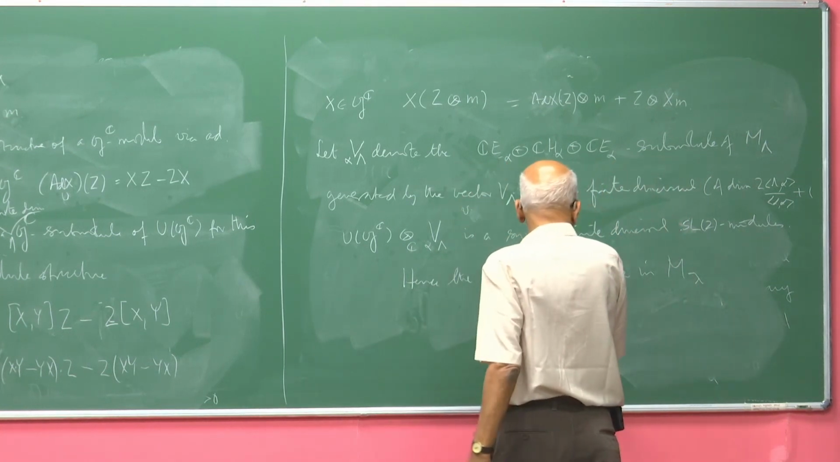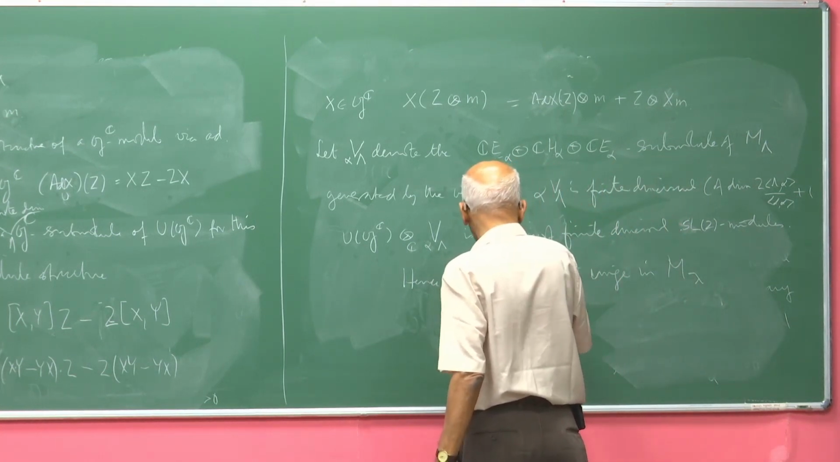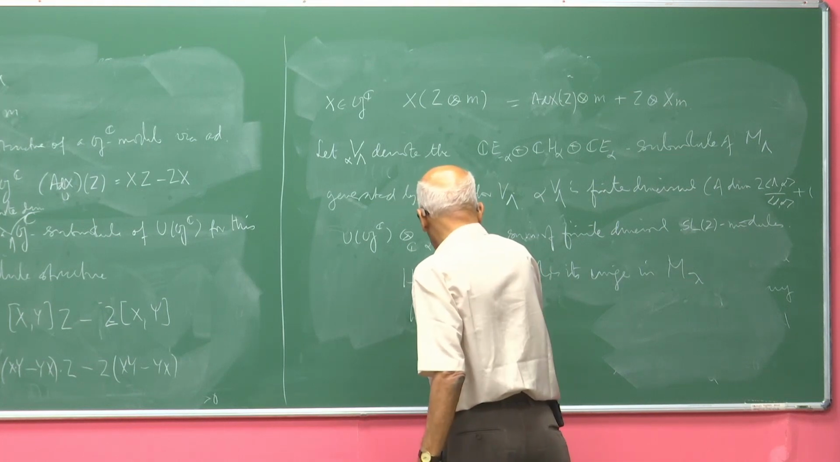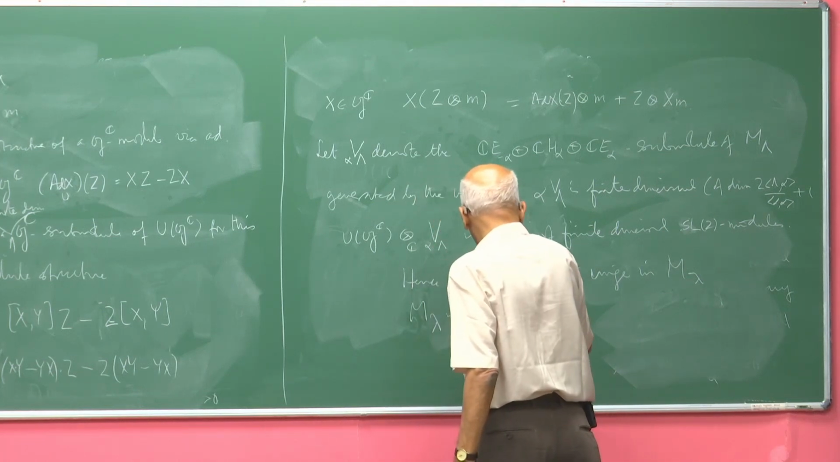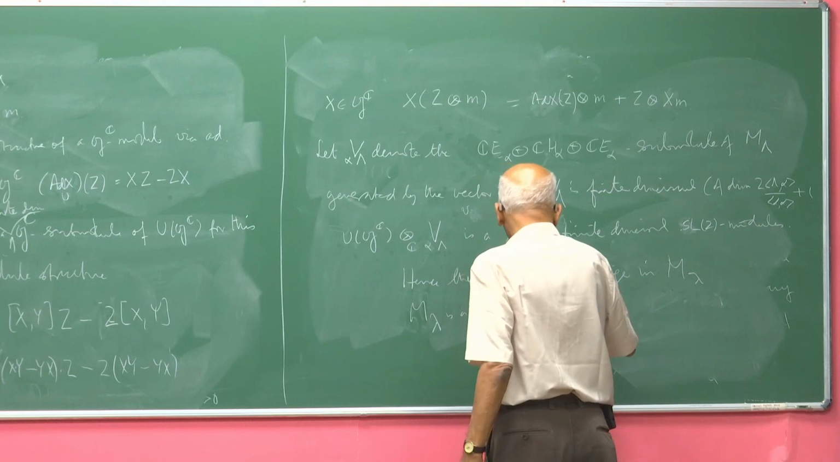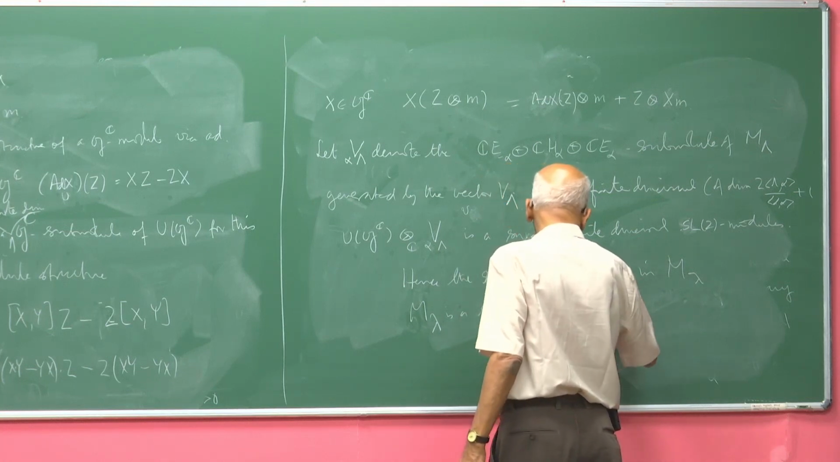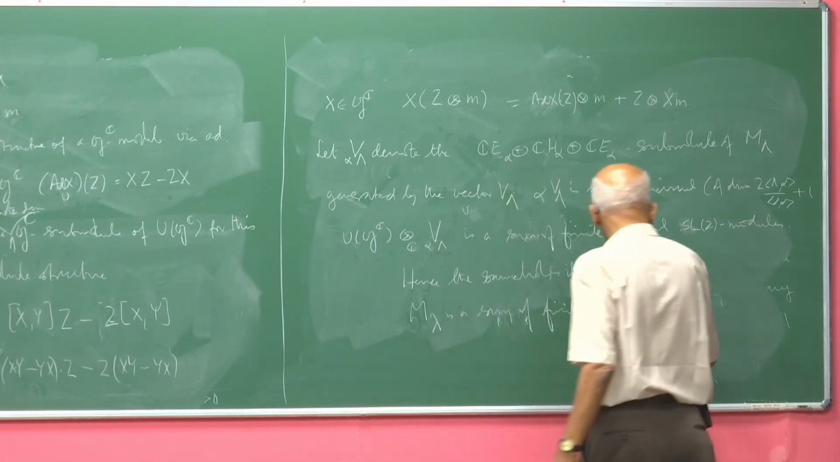Hence the same holds, that is, m lambda is a sum of finite dimensional SL2 modules.